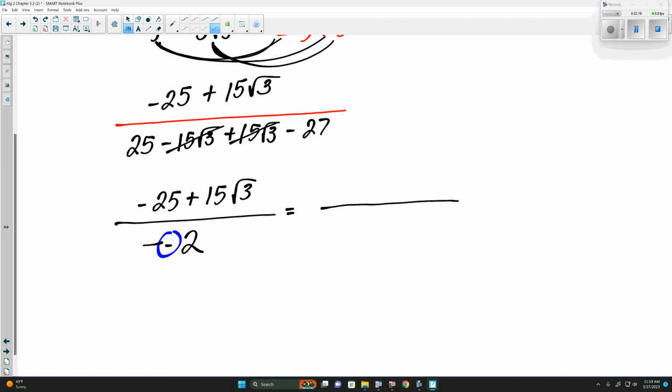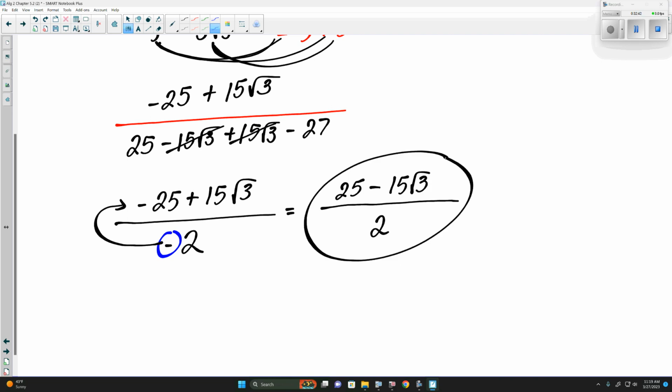Now we can take this negative and remove it from the denominator and apply it to the numerator. The reason we'll do this is because it will give us a positive denominator, and it's going to change the signs of the numerator. So the 25 will become positive, and the 15 square root of 3 will be negative. Because if we can keep the denominator positive, we're going to do that. Any questions over any of this here?